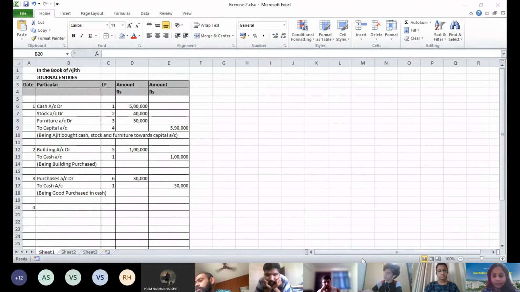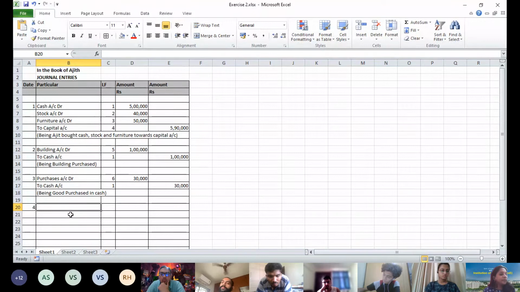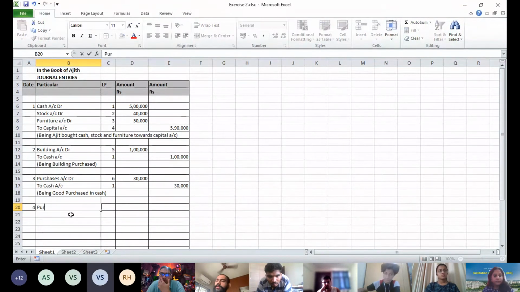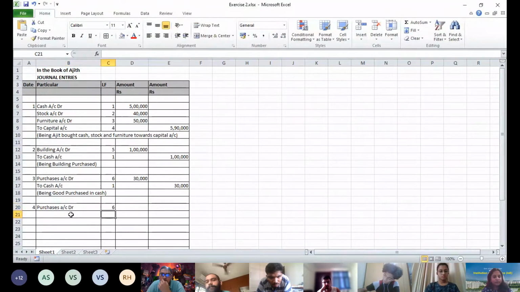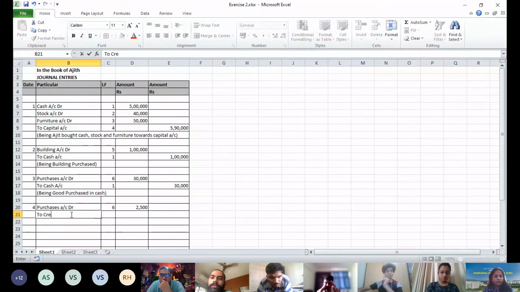Now purchase goods on credit. There's a transaction of credit. I find people going away from the camera. Please come on camera. What is it? Purchase goods on credit. Purchase to creditors. Purchase account debit. 6. How much is the amount? 2,500. To creditors. Creditors account.